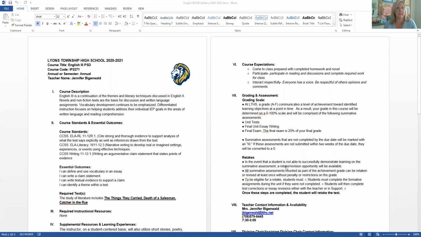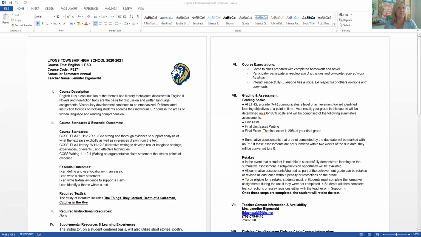Anyway, as far as the grading system is concerned, my grading scale is the same as the approved grading scale for LT. Students will receive a grade A through F based on their summative assessments only. Formative assessments or weekly assignments will be given throughout the quarter, and those assignments are really important for them to do so that they can be prepared for the summative assessment at the end of the unit.